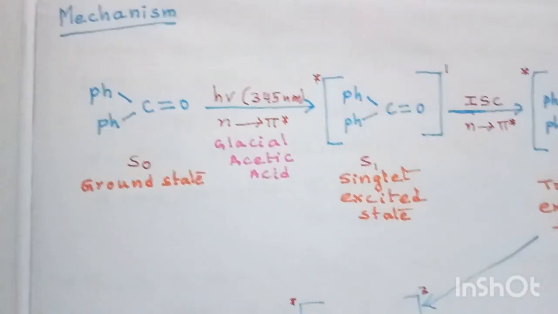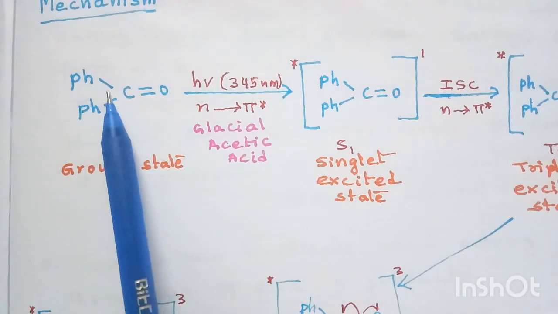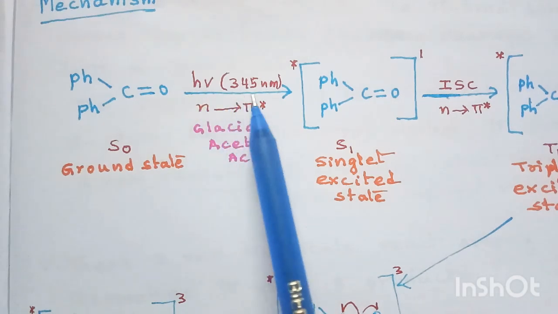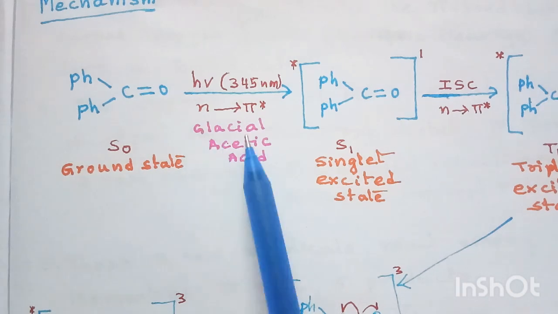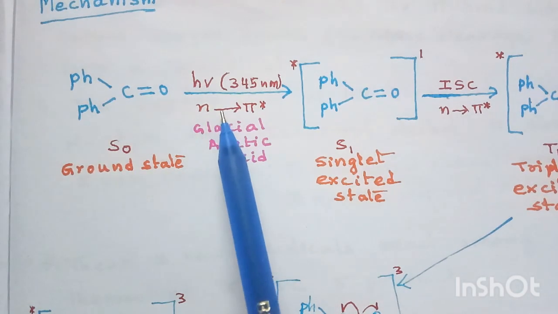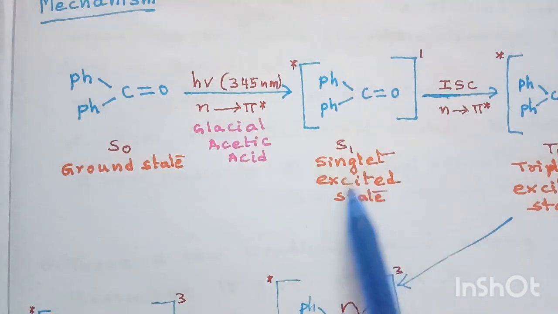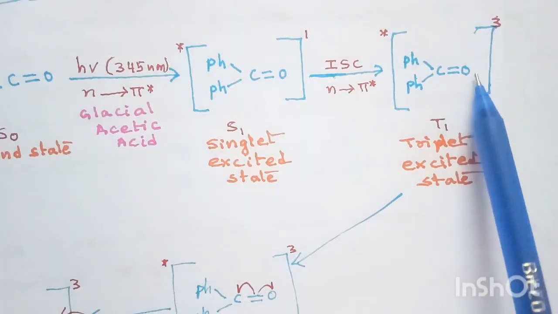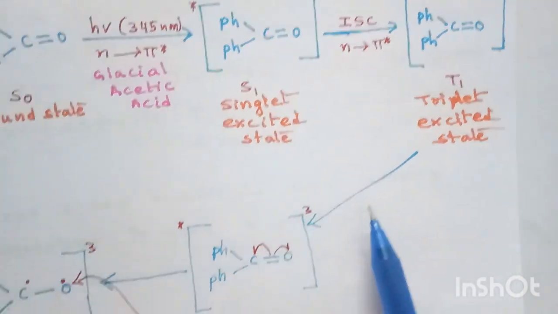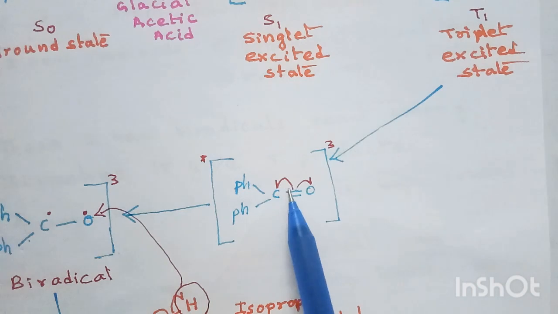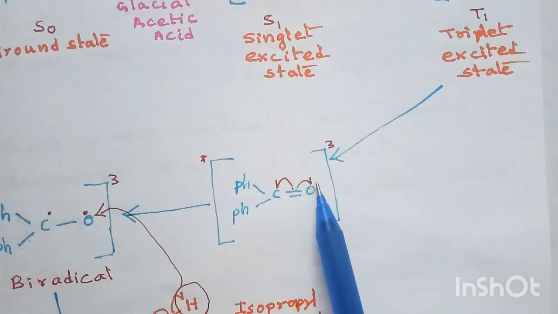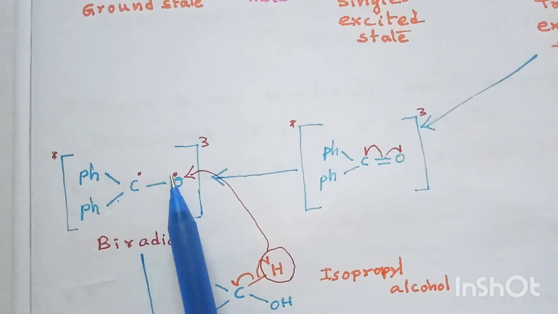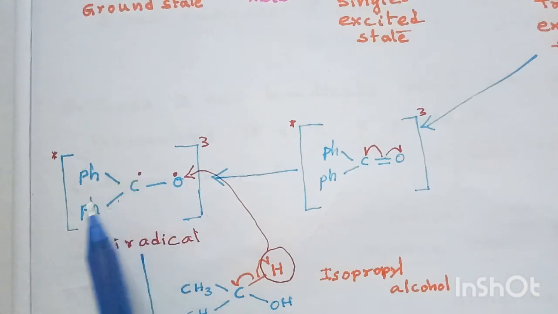If we see the mechanism, the benzophenone, which is Ph-C=O, present in ground state, upon irradiation by UV light of 345 nanometers, in presence of glacial acetic acid as catalyst, gets excited to n to pi star transition and enters singlet excited state. Then from singlet excited state, through intersystem crossing, it enters triplet excited state. In the triplet excited state, the pi bond between carbon and oxygen cleaves homolytically to give a biradical, Ph2C radical and O radical. This is the biradical.